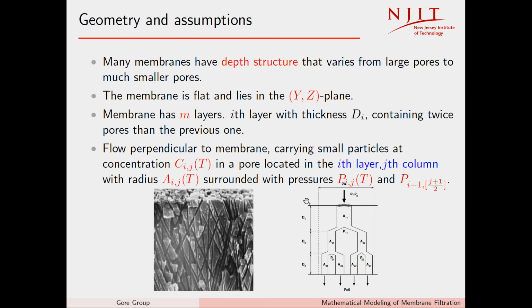For the project, the geometry is planar in the YZ directions, and the structure varies with depth. On the first layer you have 1 pore, on the next layer you have 2 pores, and as you go down, the pore number increases by 2 each time. Cij, Aij, and Pij represent the concentration of particles, the radius, and the pressure with respect to the ith layer and the jth column.